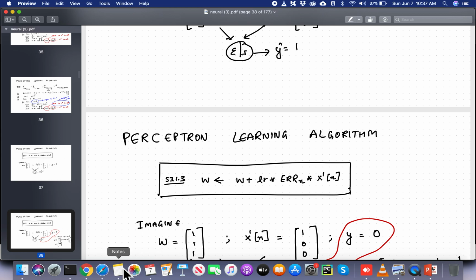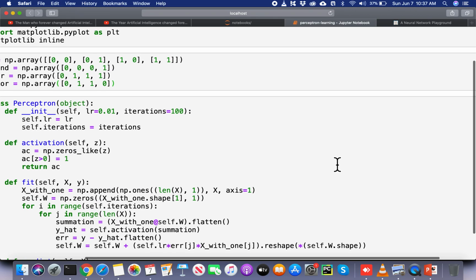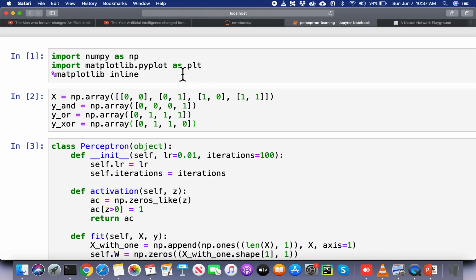I'll now walk through a Jupyter notebook that I've written for Perceptron learning. As usual, I've imported the standard packages, NumPy and Matplotlib. I have created an X input array, which consists of x1, x2. These are just binary inputs that we're dealing with. And I've created 3 different Ys corresponding to AND, OR, and XOR. So AND of 0, 0 is 0, AND of 0, 1 is 0, AND of 1, 0 is 0, and AND of 1, 1 is 1. Similarly, I've created the OR and XOR.